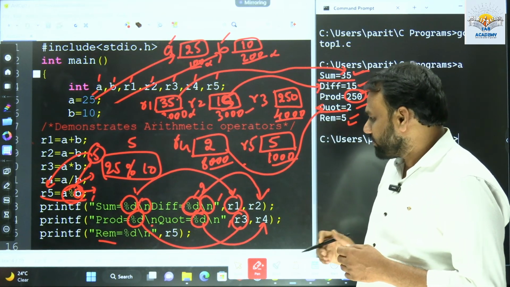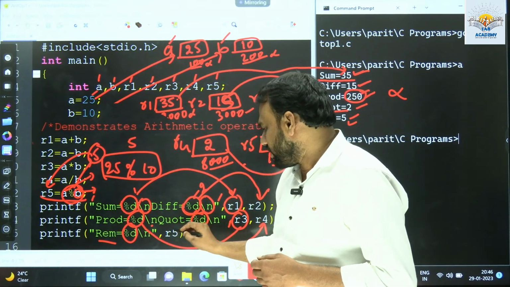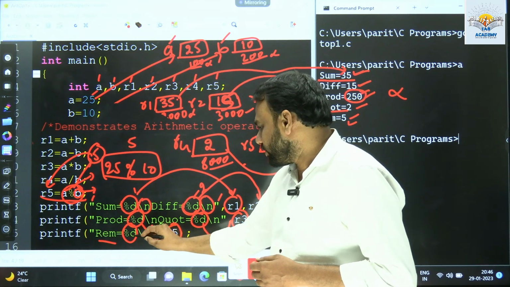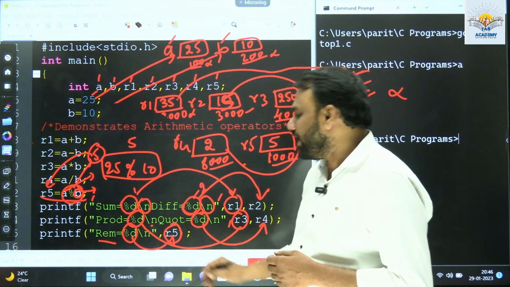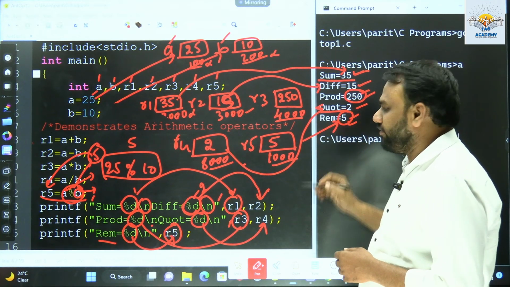Next, remainder. So the final statement is remainder is equal to percentage D. After this comma we have only one variable. So this percentage D will be replaced by R5. So here we are getting the value of R5. What is it? 5. Okay.